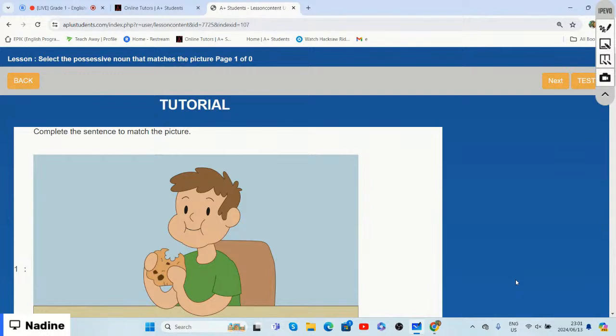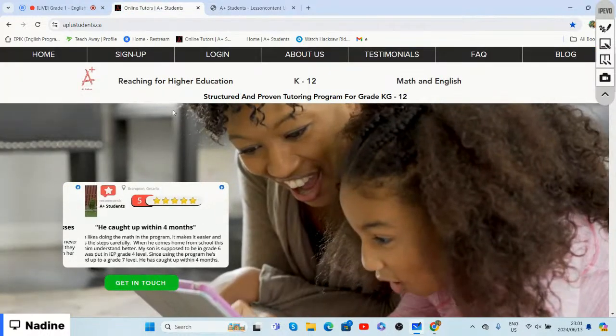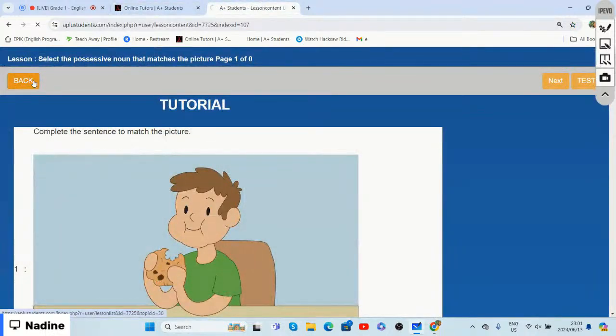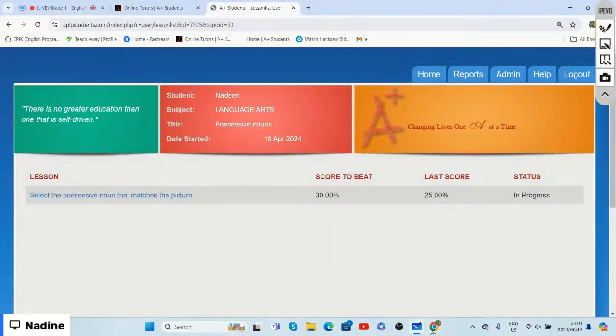And then the lesson that we're going to be focusing on is to select the possessive noun that matches the picture. So we're going to select the possessive noun that matches the picture. So we first have to find out what a possessive noun is.